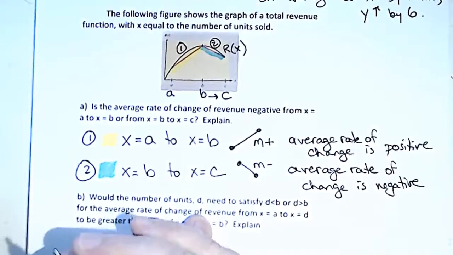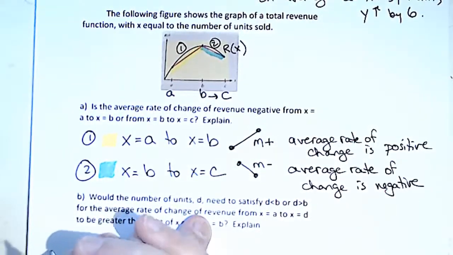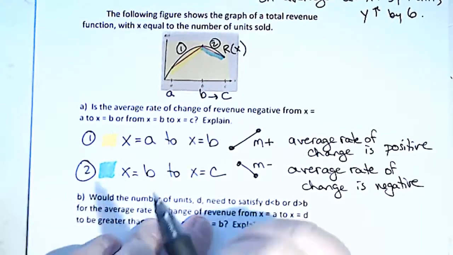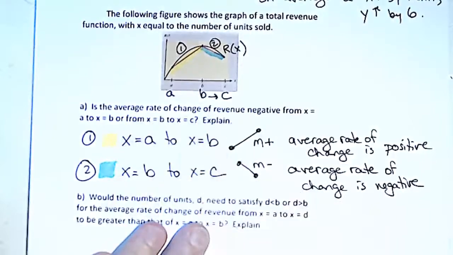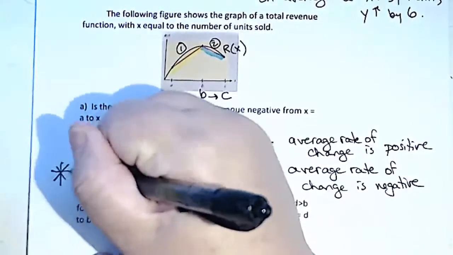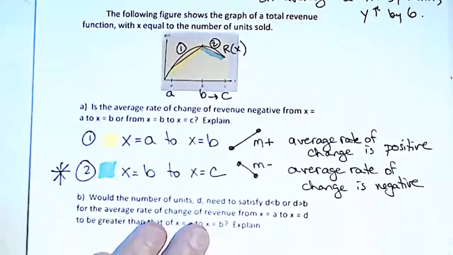So the answer is, again, they phrase this so terribly, is the average rate of change negative from here or from there? And the answer is it is negative from x equals b to x equals c. That's where it's negative. Woohoo.